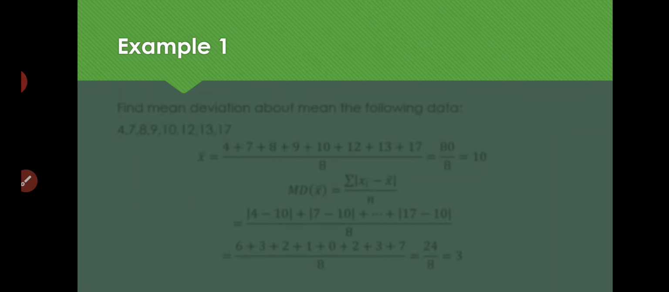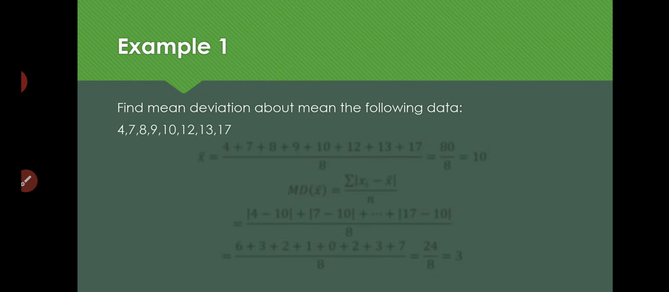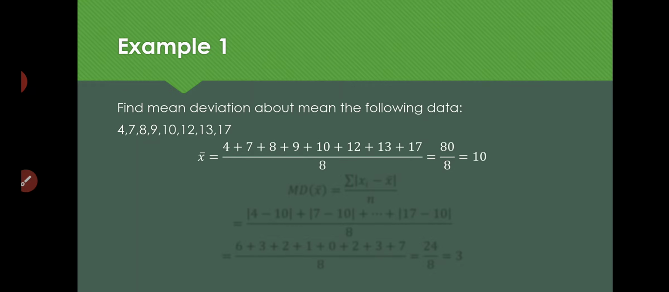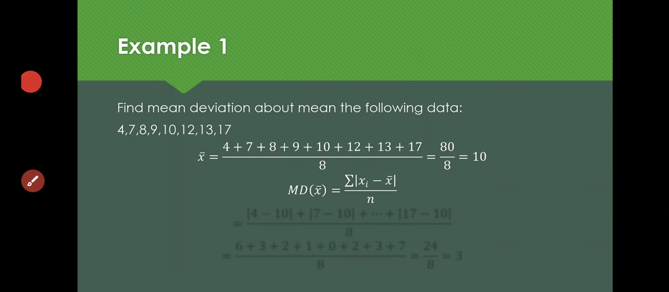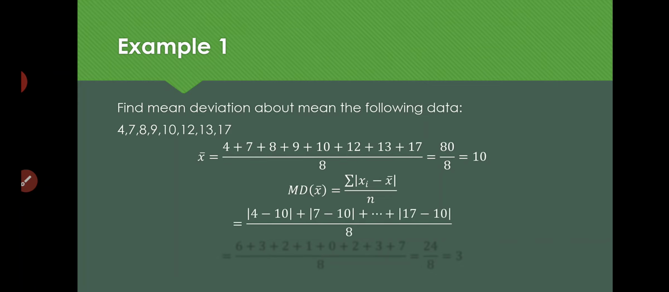Next, let us understand the whole thing through a few problems. The first problem is: find the mean deviation about the mean of the following data. The data is given, and I have to find the mean deviation about the mean. For that, first I need to find the mean. Mean is basically add them up and divide by the number of data given, and that equals 10. Now let us put it in the formula for mean deviation, that is summation of mod of xi minus x bar, by n. So basically the formula turns out to be something like this.